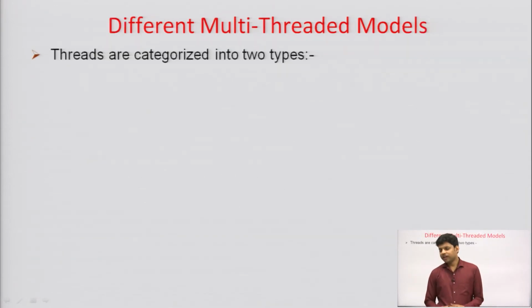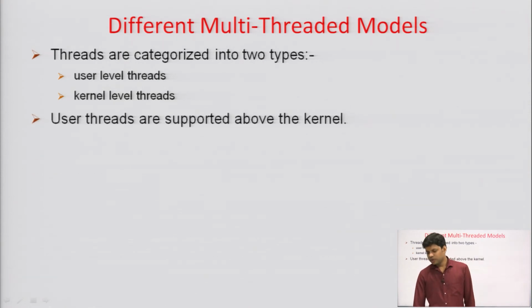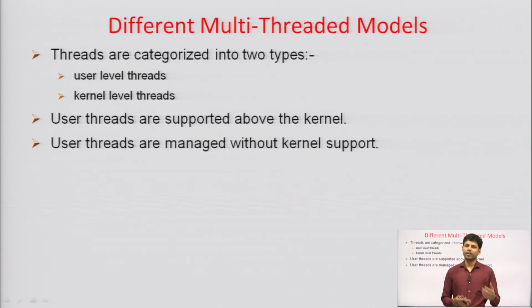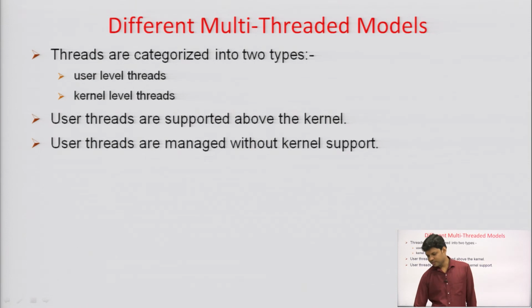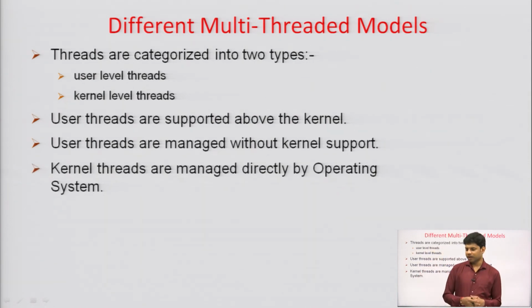Different multi-threaded models: threads are categorized into two types. First is user level threads and second is kernel level threads. User threads are supported above the kernel and are managed without kernel support. Kernel support means operating system support. Kernel threads are managed directly by the operating system.